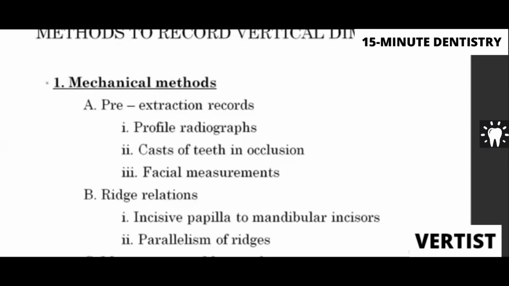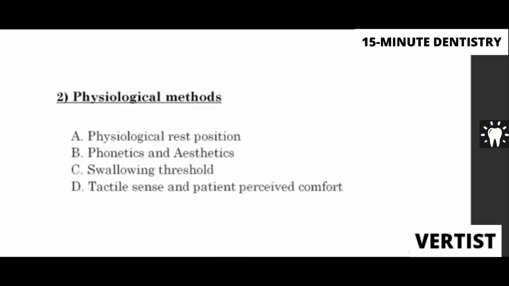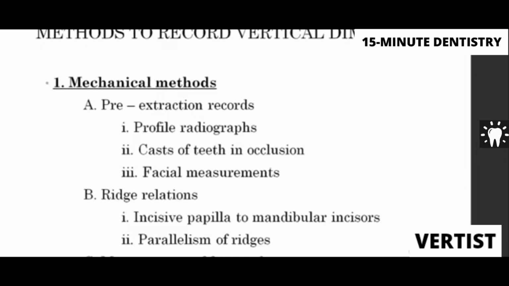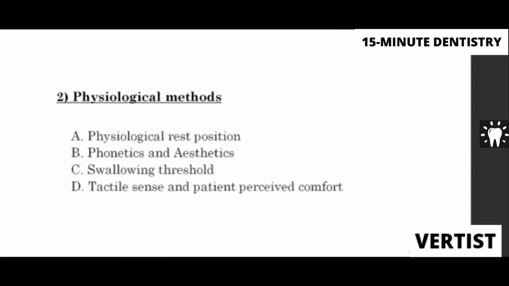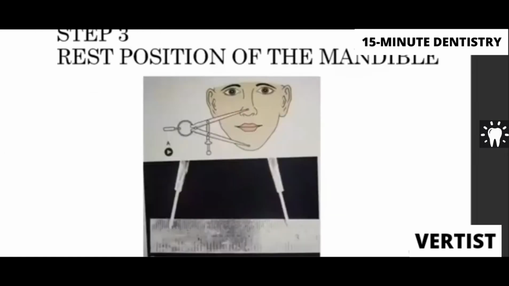Now, coming to the methods which are used for vertical dimension, as you all know, they are classified into mechanical methods and physiologic methods. The mechanical methods are actually not methods, these are guidelines. So don't use these as methods for recording the vertical dimension, but these can be used as guidelines after you record the vertical dimension. The methods which are used clinically are physiological rest position, phonetics, swallowing, and tactile sense. These are the important physiological methods used clinically for deciding the vertical dimension of occlusion.